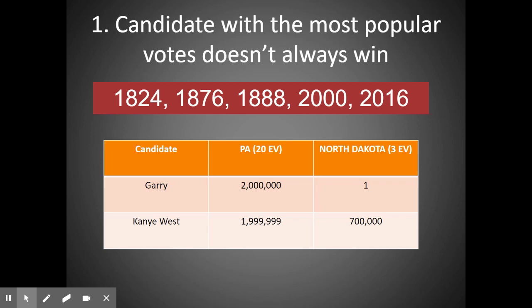If you play this out over a bunch of different states and these combinations, this is how you can have a situation like the five examples mentioned above.